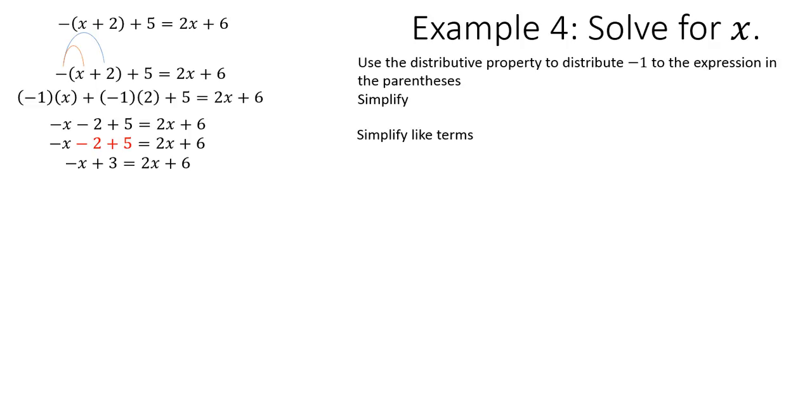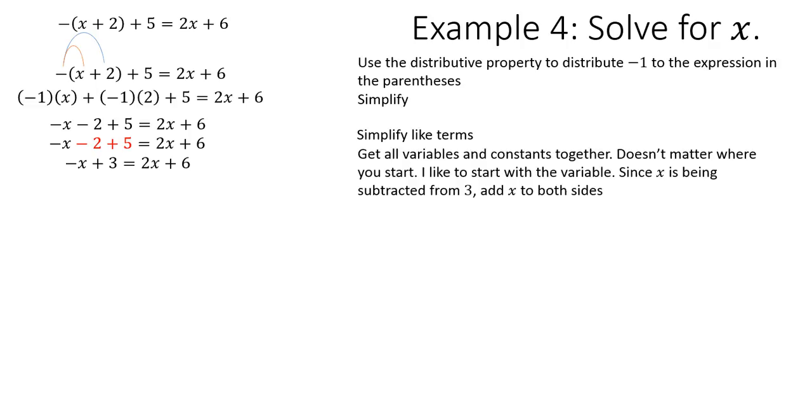And so negative 2 plus 5 is 3. So then I brought down the negative x, and then I simplified the negative 2 and the plus 5, and then I brought down the 2x, and then the plus 6. And from here, you want to get all your variables and constants together, and it doesn't matter where you start. I always like to start with a variable, so I'm going to start with the negative x again, and since x is being subtracted from 3, I'm going to add it to both sides. And notice where I add it, I have to add it with the 2x because those are like terms. And then I'm going to simplify everything down.